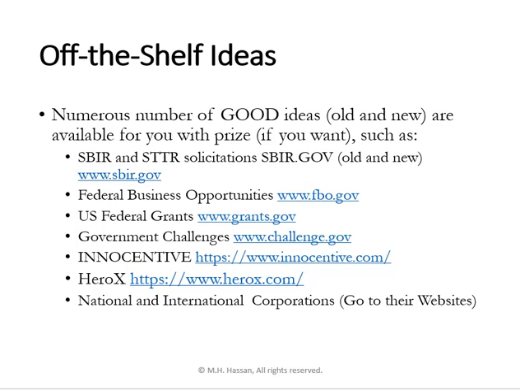So you can go to SBIR and STTR solicitations. You can go to Federal Business Opportunities, fbo.gov. Unlimited ideas you can find there. You can go to grants.gov, again unlimited ideas. You can go to challenge.gov, another website that gives you small challenges for new products or new concepts that need to be solved.